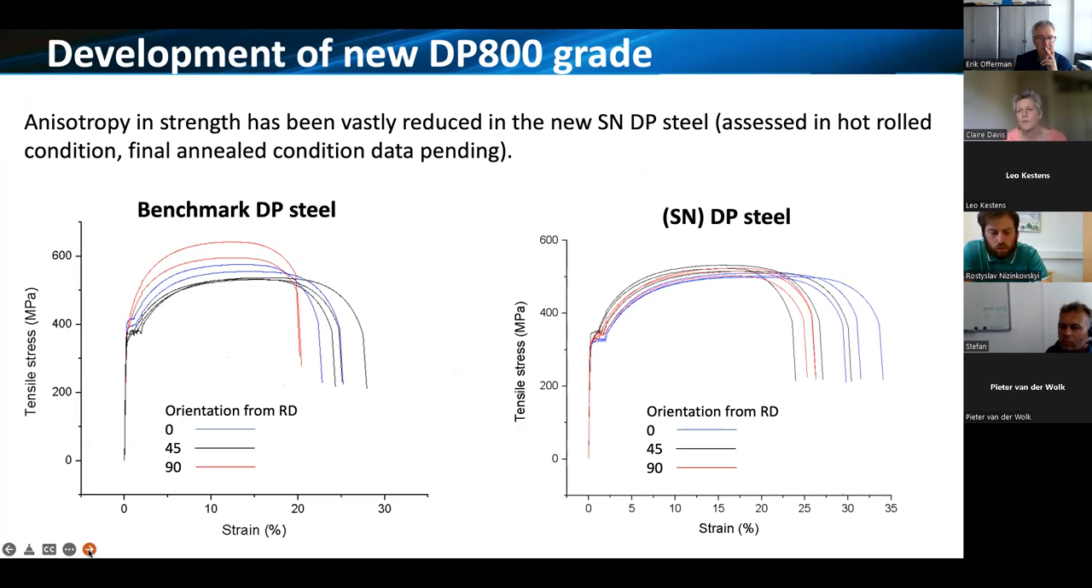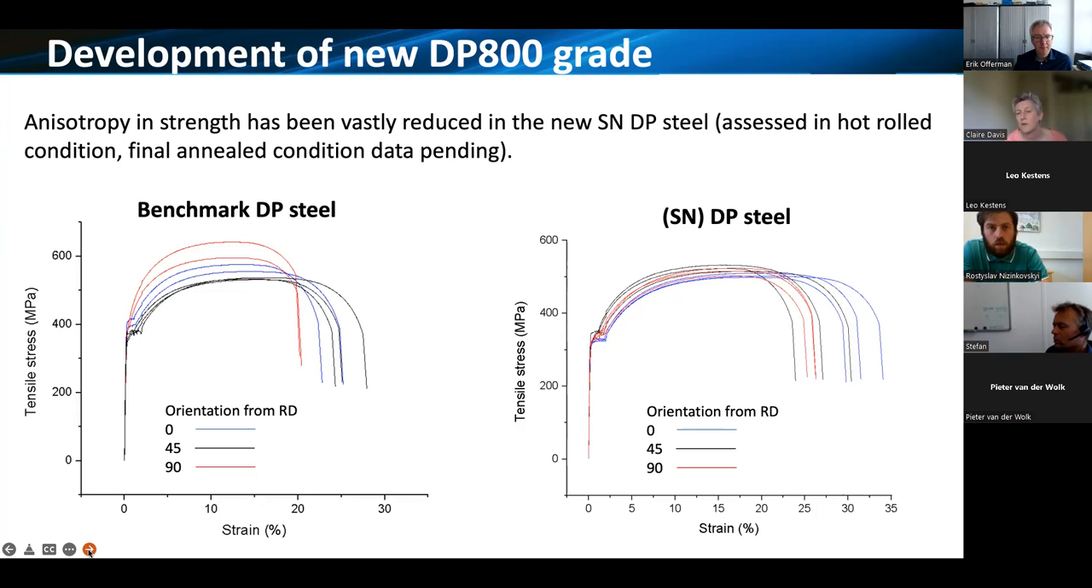I don't have the final annealed ferrite martensite data yet, but we do have the hot rolled conditions. This is still looking at the differences of whether you have a banded or a non-banded microstructure. And we can see that in the standard benchmark material you do have significant anisotropy depending on the orientation that you take your test from, which we expect because it's a banded ferrite pearlite steel.